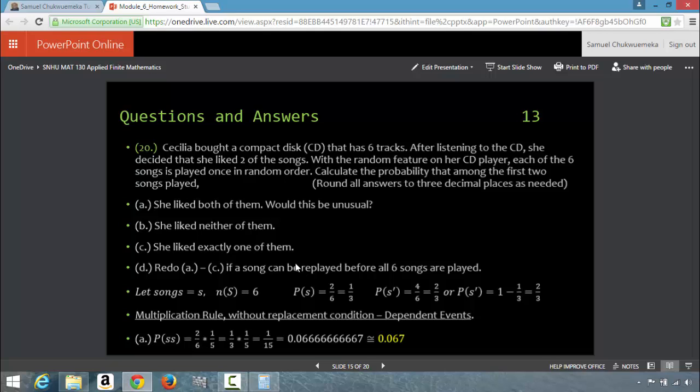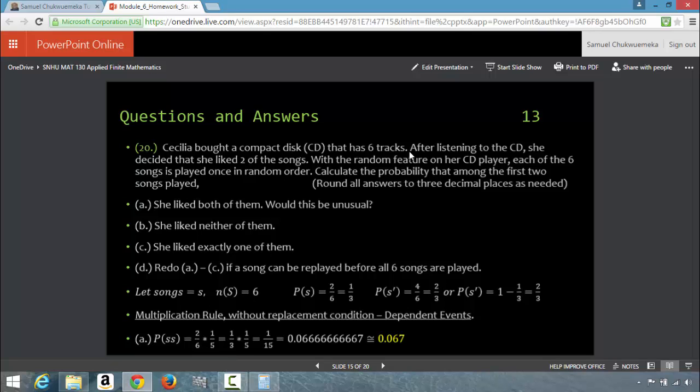So, this is the same thing like we've been doing. This is dependent events without replacement. So 2 songs are selected. She likes 2 songs, which means she does not like 4 songs. So the probability of a song she likes is 2 out of 6. Probability that she does not like it, S prime. I use S prime in this case, or S complement. You can say either one. Probability that she does not like it will be 6 minus 2, which is 4 over 6, which is 2 out of 3.